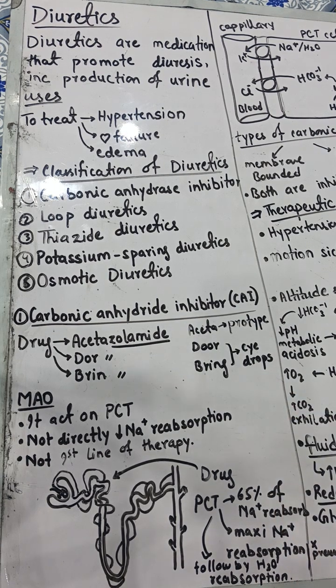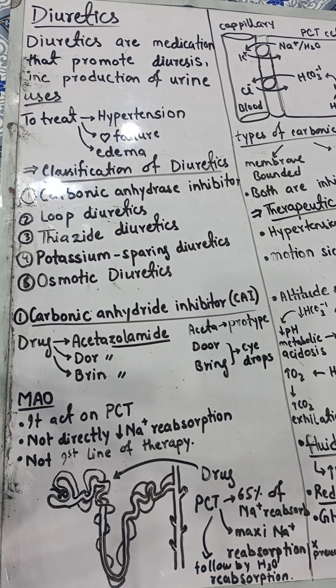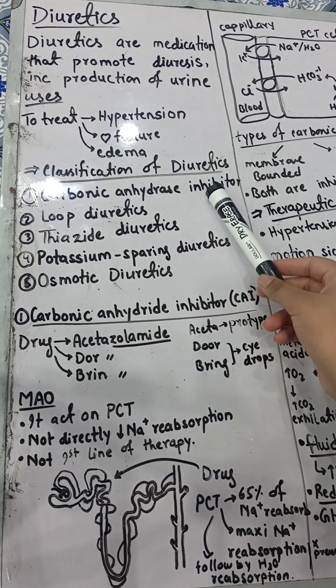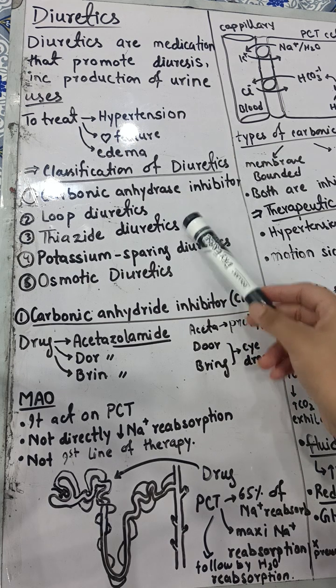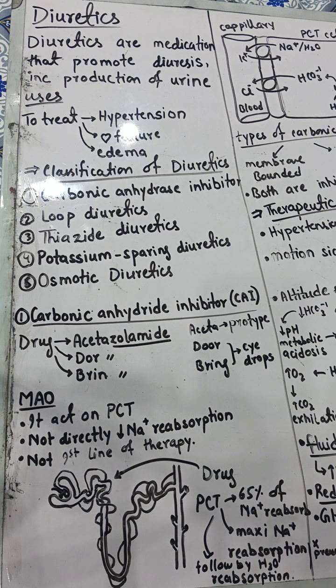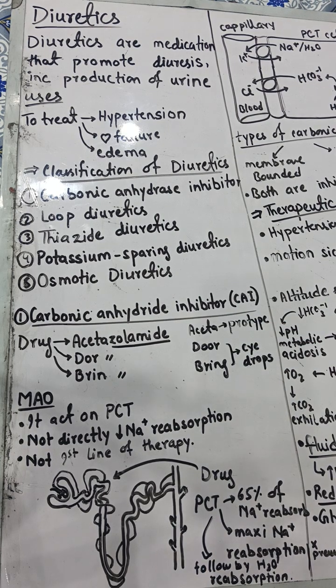So what is the mechanism? It acts on the PCT. What is PCT? It is the proximal convoluted tubule. One thing you have to remember, I have written them in order. The first drug acts on the PCT, proximal convoluted tubule. The second acts on the loop of Henle. The third acts on the thick ascending loop of Henle. The fourth acts on the early distal convoluted tubule, and the last, the osmotic diuretics, act on the last part of the distal convoluted tubule, which is the late distal convoluted tubule. So I have written them in order.